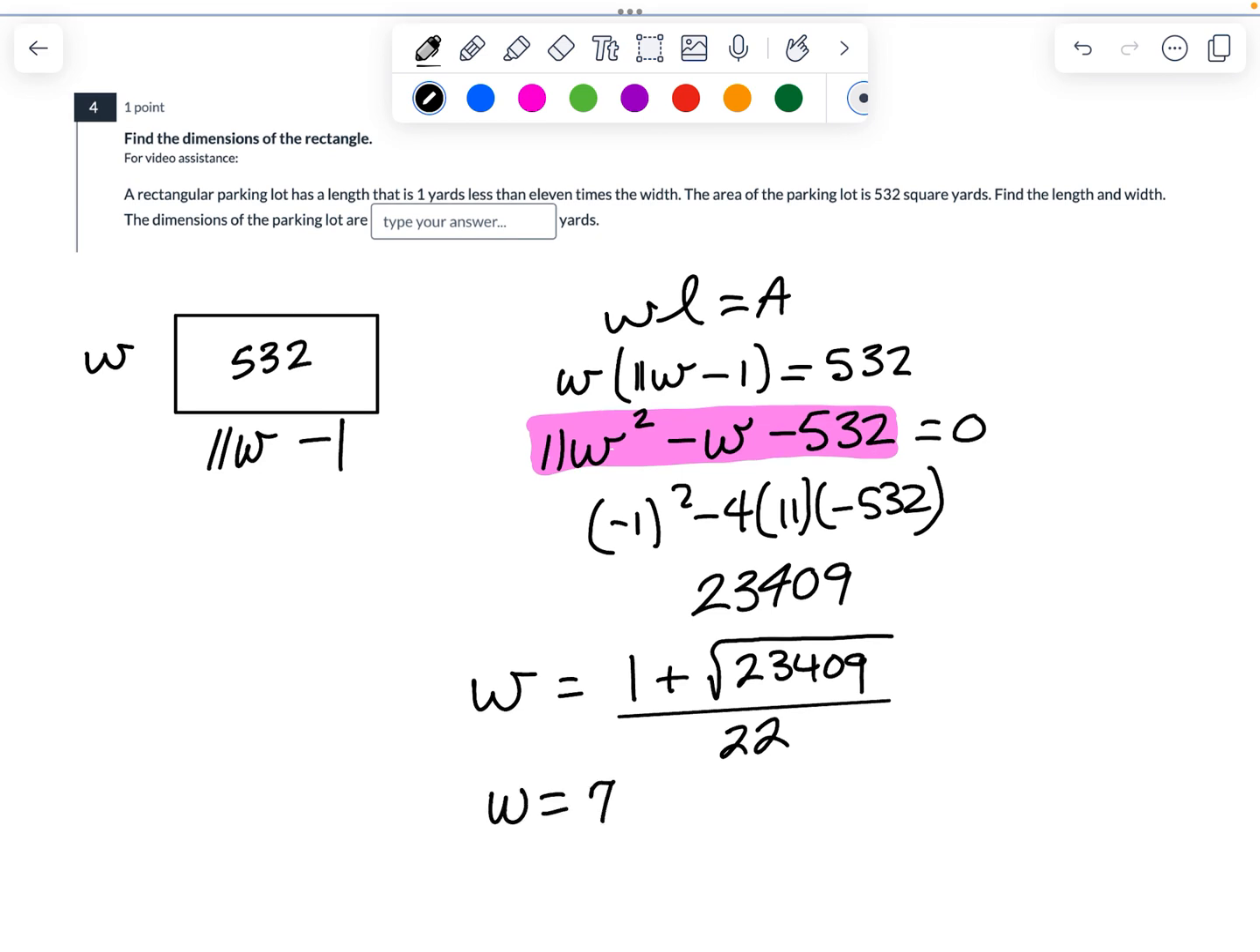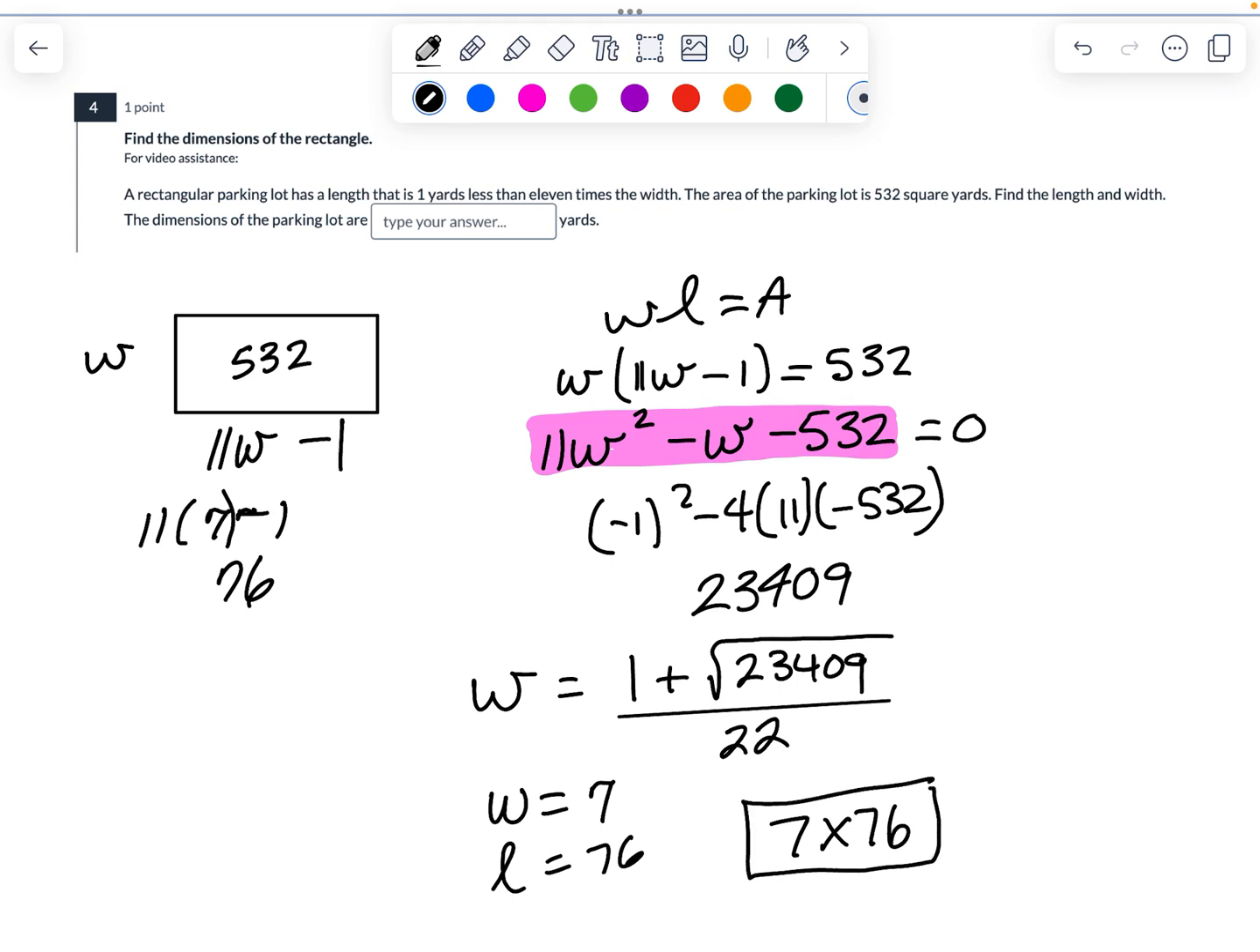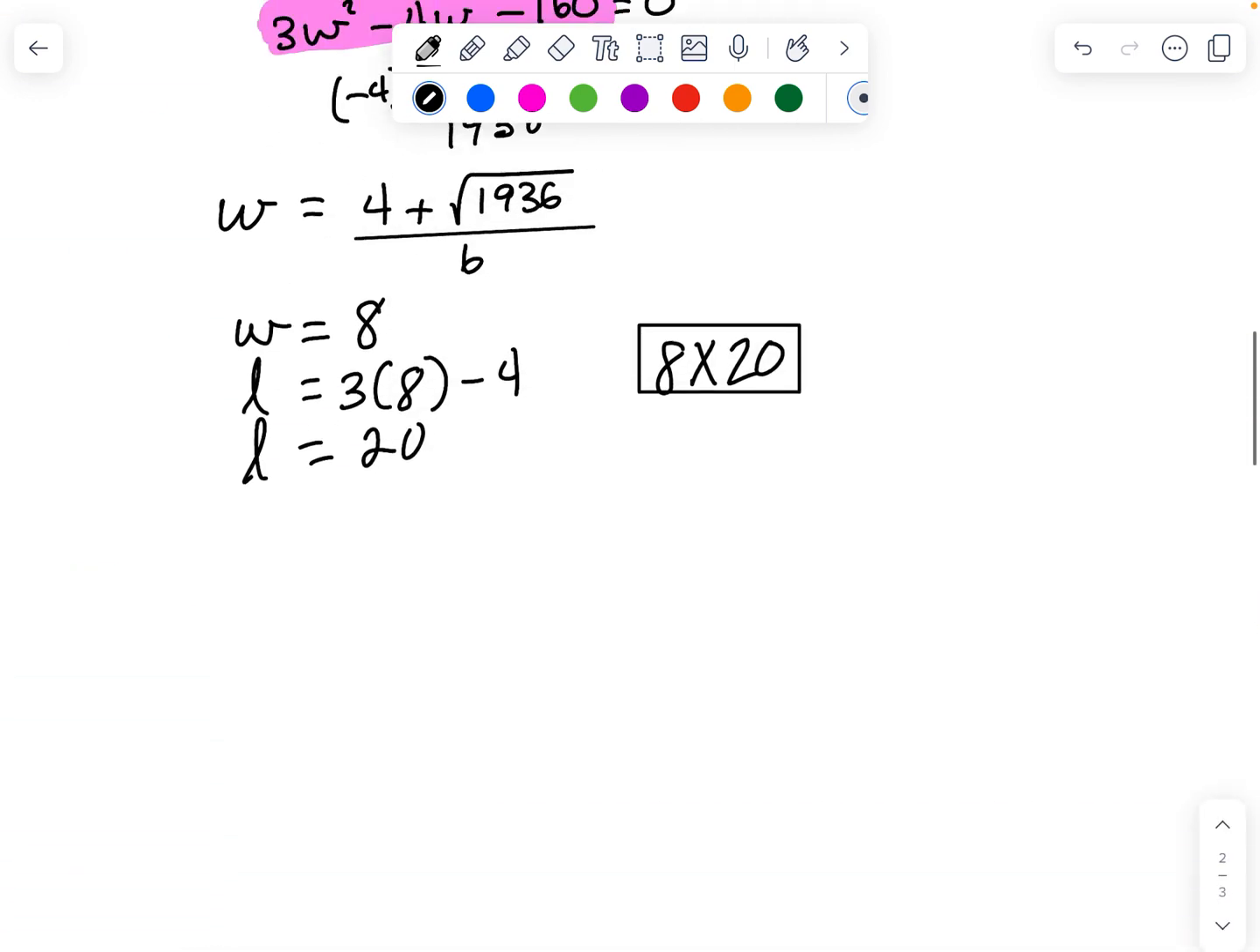The length is 11 times 7 minus 1, so 76. So 7 by 76 yards is the answer. Were we in yards? We were in yards.